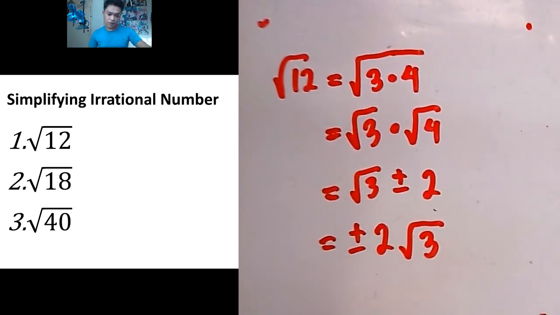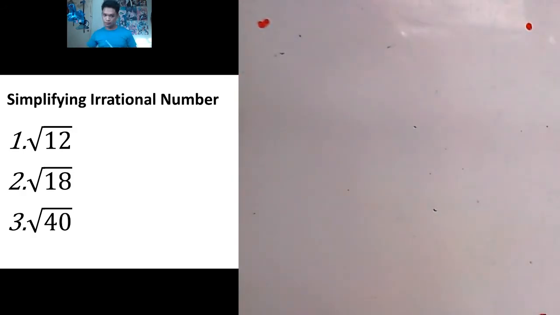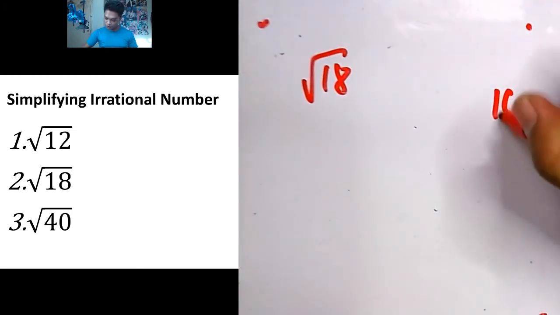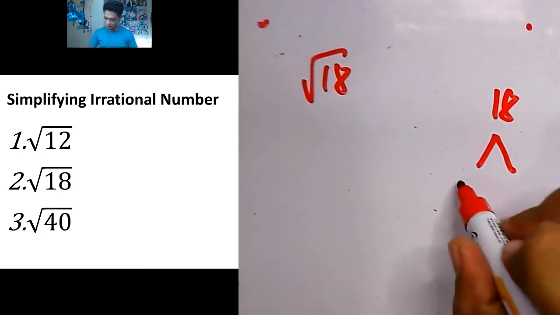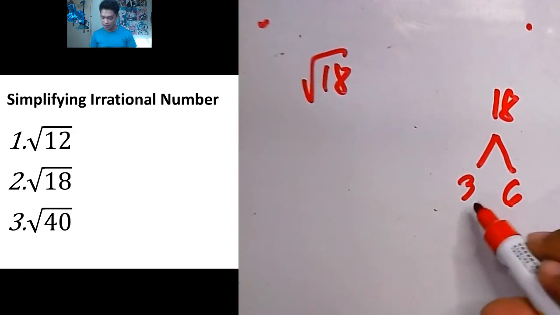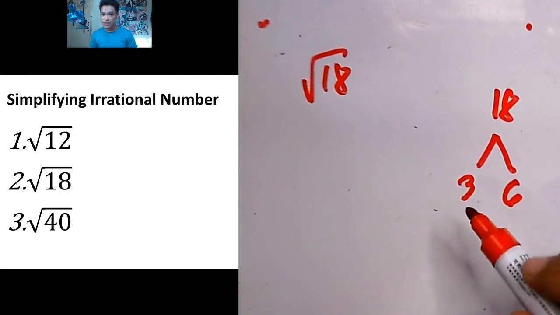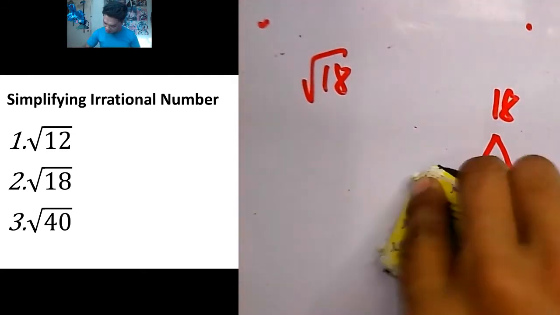Next, square root of 18. Kindly look for the factors of 18 wherein one of the factors is a perfect square. We have 3 times 6. 3 times 6 is 18. Yes, it is correct. But none of these two factors are perfect square. So, we are not going to use 3 and 6.